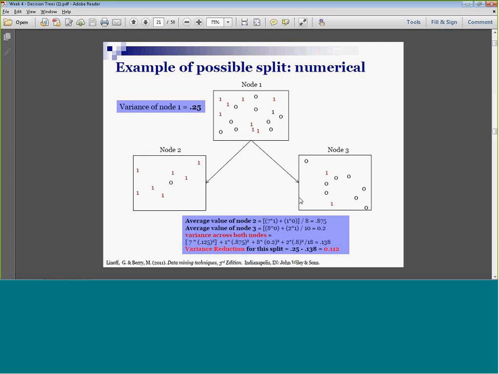Let's say we are considering a criterion that will split it. Okay? And here's how it would end up. We'd end up with 4, 5, 6, 7 ones and a 0 over here. We'd end up with 4, 5, 6, 7, 8 zeros and 2 ones over here. So what's the average value of node 2? Well, it's 7 times 1 plus 1 times 0 divided by 8, 0.875. What's the average value of node 3? 8 times 0 plus 2 times 1 divided by 10, 0.2. What's the variance across both nodes?